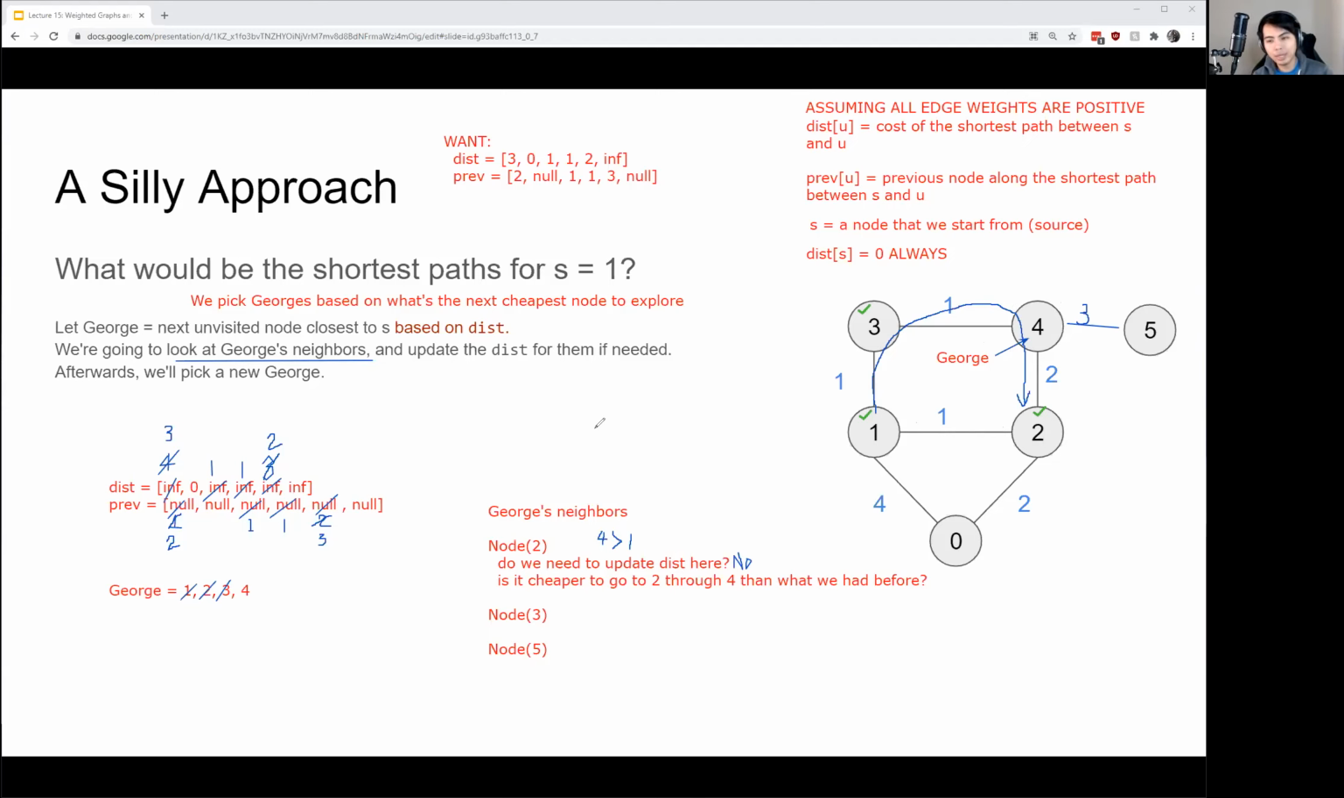So if we do the same thing, we ask the same question here for node 3. Is it cheaper to go to 3 through node 4 than what we had before? In other words, can we go from 1 to 3 in a way that's cheaper by going through node 4?